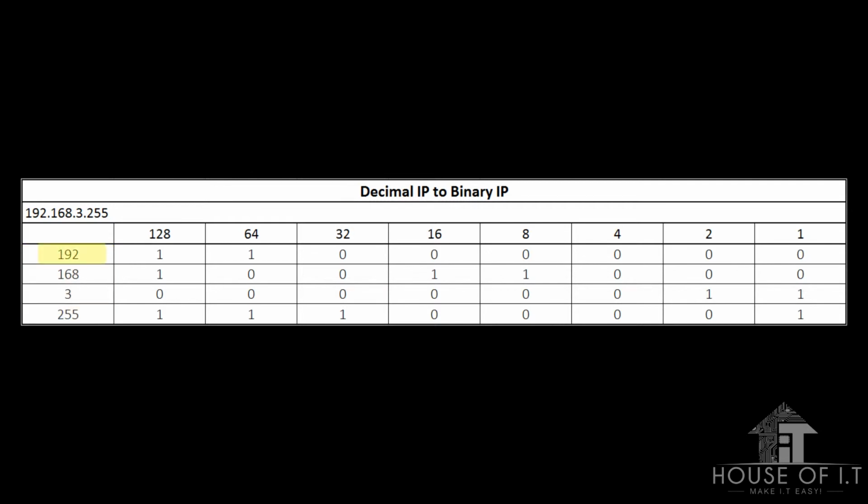So let's first work on 192. Can you deduct 128 from 192? Yes, so write down 1. Then we're left with 64. So can you deduct 64 from 64? Yes, so write 1 again. Then we've got 0. Can we deduct 32 from 0? No, so we write down 0, and so on until you reach the rightmost column. Same goes for the next numbers here. So that's how we got this binary string right here.